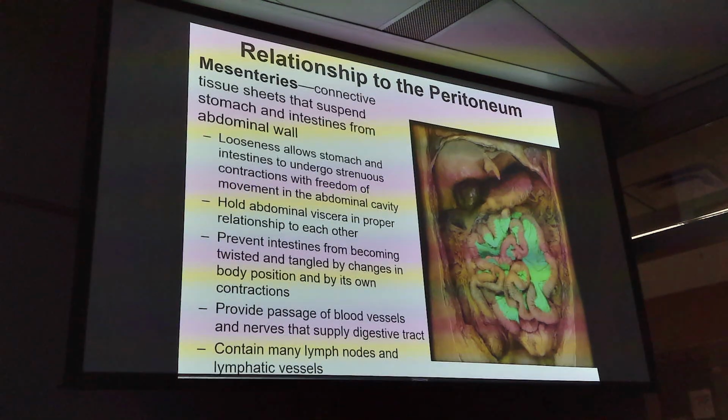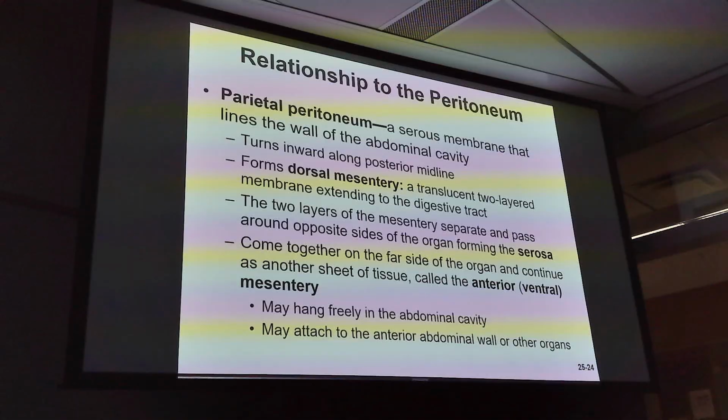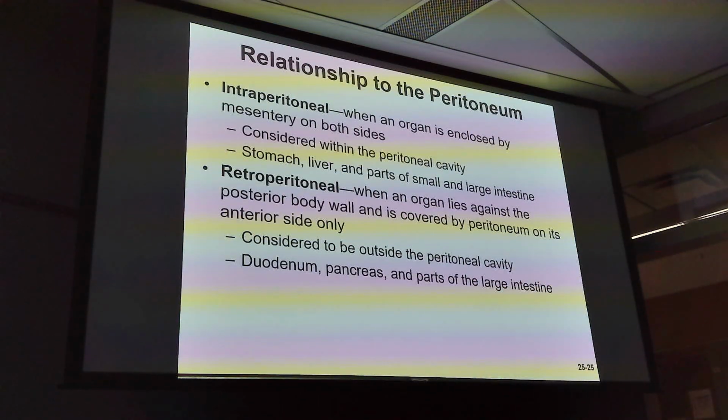And again, these are the mesenteries within the small intestine. And then we have the peritoneum, which is the covering of the abdominal cavity. Things that are inside, things that are outside. The kidneys sit outside, so they're retroperitoneal.